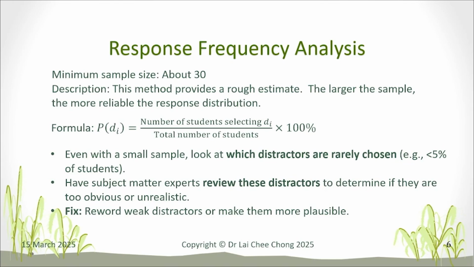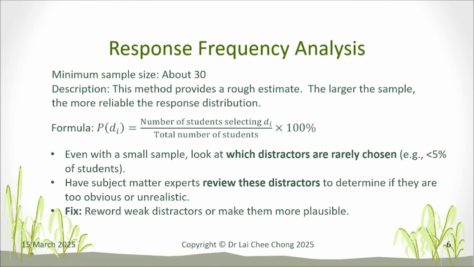Now, let me look at the first method. It's called the response frequency analysis. Let's say I have about 30 students. Okay? Now, this method provides a rough estimate. By the way, one thing I must say, it's only a rough estimate. It's not exact, it's a rough estimate. And of course, the larger the sample, the more reliable is the response distribution. Fair enough. Larger the better.